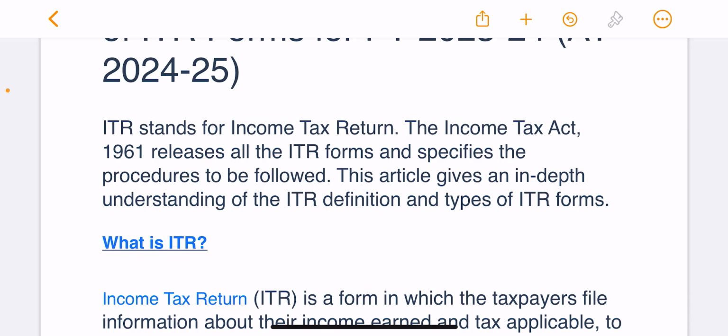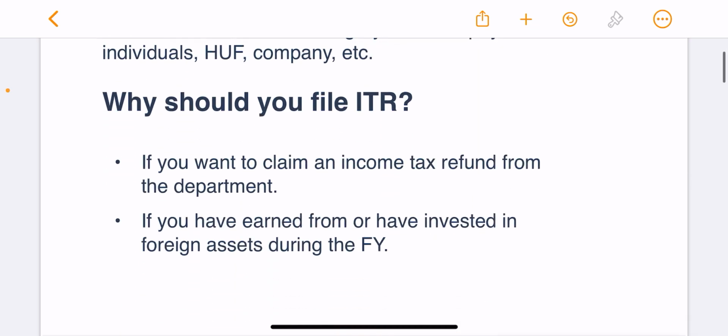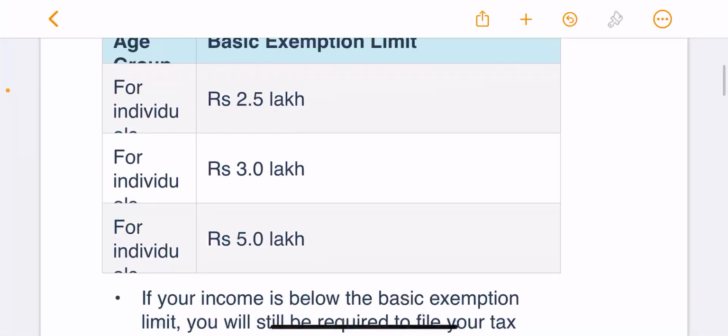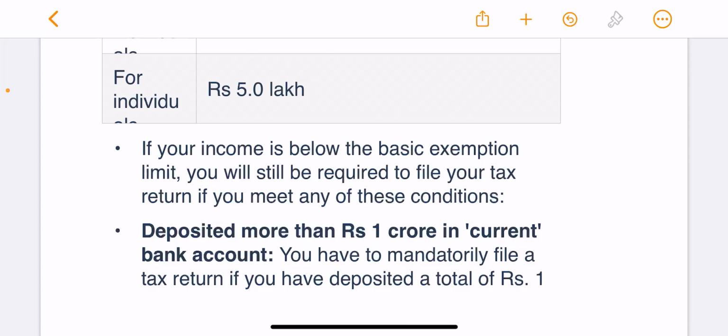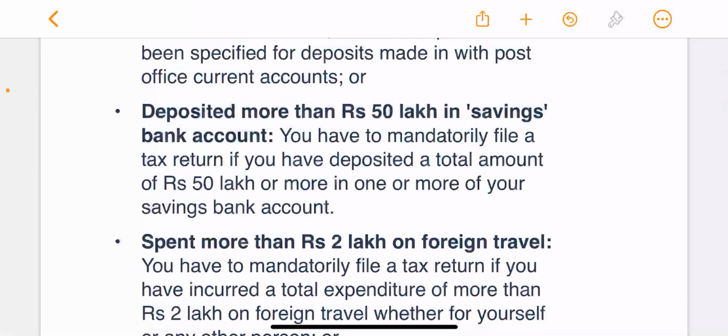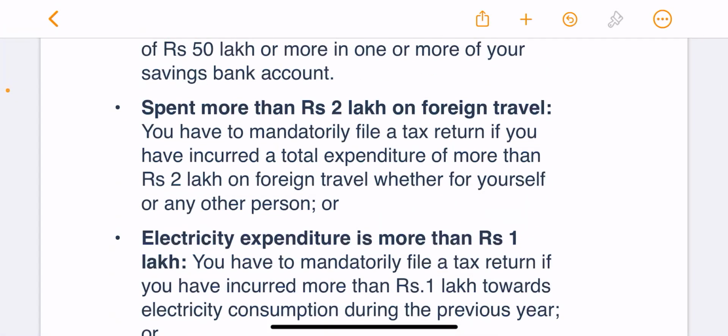If your income is more than the basic exemption limit, then you need to file ITR. If you have deposited more than 1 crore in a current account, then you are also required to file. If you have deposited more than 50 lakhs in savings bank accounts, then you are also required to file. And if you have spent more than 2 lakhs on a foreign trip, then you are also required to file.